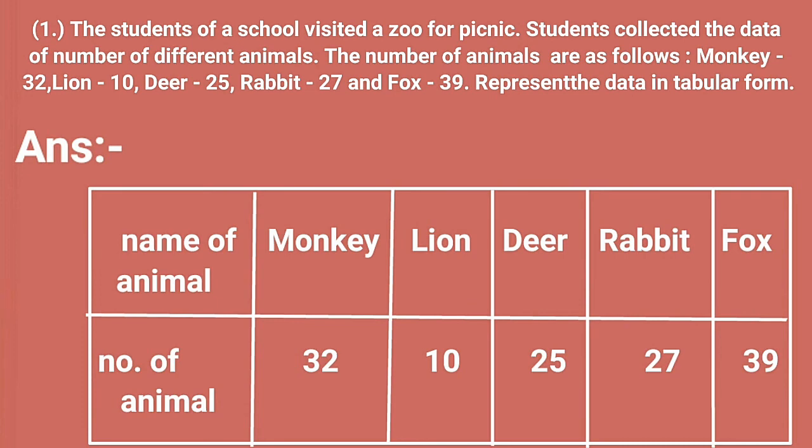First, here we are given some data. You can see, we have to represent this data in tabular form. So here in the first row we have written the names of animals, which are monkey, lion, deer, rabbit and fox. And in the second row we have written the number of animals, which are monkey 32, lion 10, deer 25, rabbit 27 and fox 39. So this is tabular form.